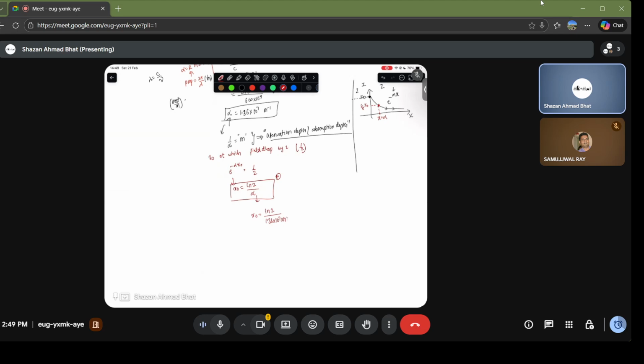This will be per meter. Meter will go up, so it will have the units of meter. So you solve for x naught, you get 51 nanometers. This is the exact answer of this question.